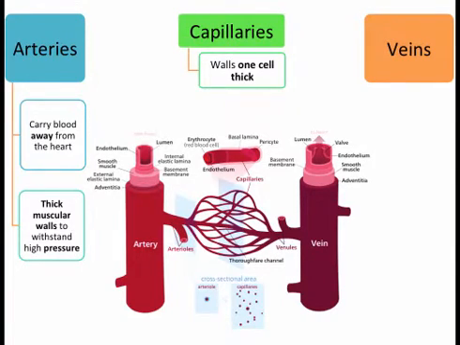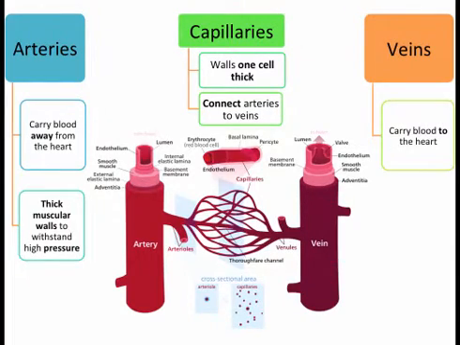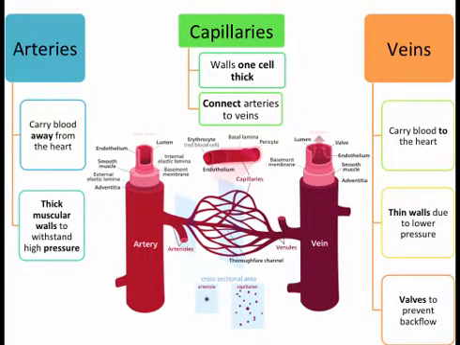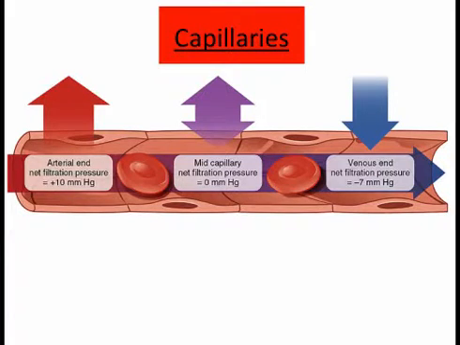Capillaries have a wall only 1 cell thick, and they connect arteries to veins. Arteries and veins branch into small arterioles, which then branch again into capillaries. Now, veins carry blood to the heart. They have much thinner walls because the blood is under much lower pressure. Now, because the blood is under such low pressure, the veins have to have valves in, and these valves stop the blood going the wrong way. They prevent backflow.